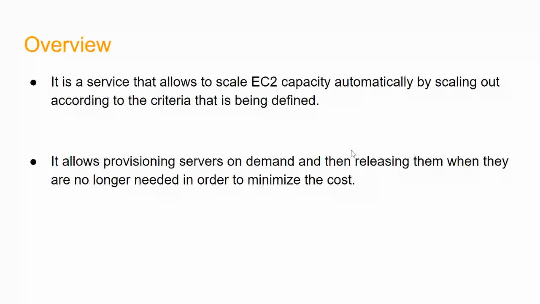The vertical way is like, suppose you have 4 CPUs, and now you are increasing the capacity of that particular server to 8 CPUs. That is going in a vertical direction. So this is called vertical scalability.